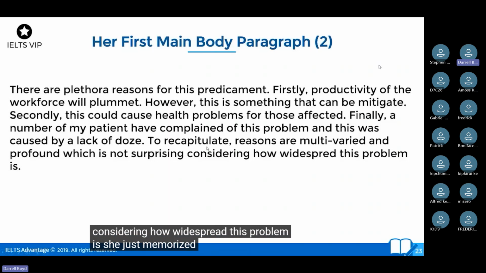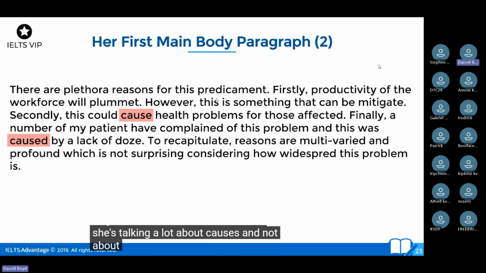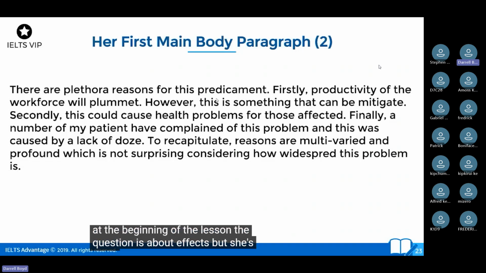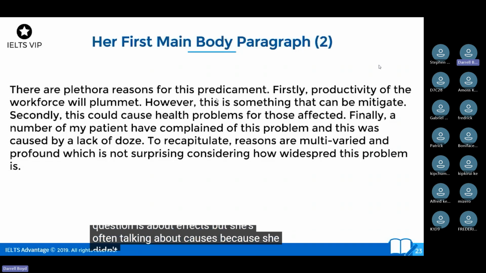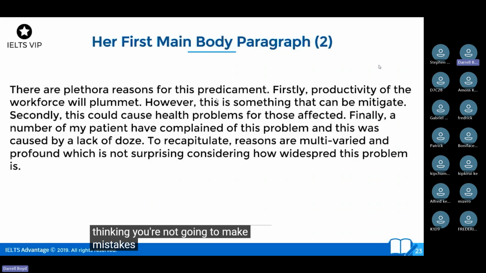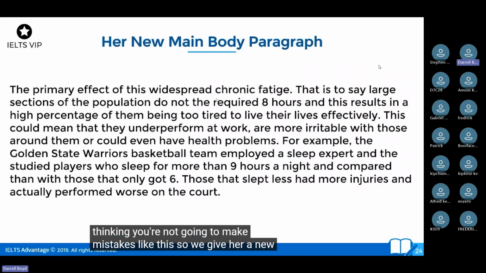She just memorized that from another essay and put it in there, which is very, very obvious to an examiner. Also, she's talking a lot about causes and not about effects. So you probably spotted this when I told you about this at the beginning of the lesson. The question is about effects, but she's often talking about causes because she didn't spend the time thinking about the question, planning it out. If you do your thinking, you're not going to make mistakes like this. So we give her a new system to follow.